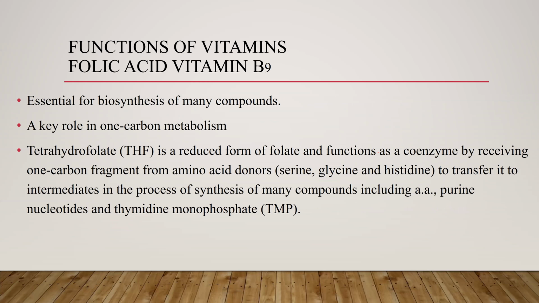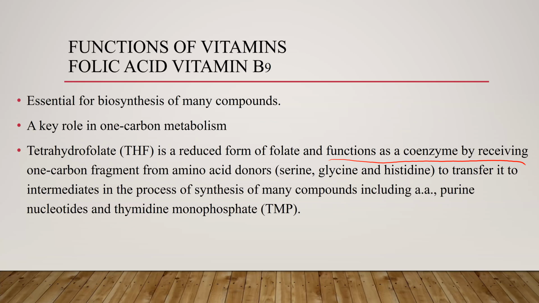B9, folic acid. Folic acid, of course, surely you have all heard of it. Folic acid is very important especially for pregnant women, and even for anybody who wants to conceive. Women who want to become pregnant need folic acid because it has a key role in one carbon metabolism. What happens in one carbon metabolism? Tetrahydrofolate, after folic acid, is reduced from folate and functions as a coenzyme. How does it do that? It does it by receiving carbon fragments from amino acid donors.